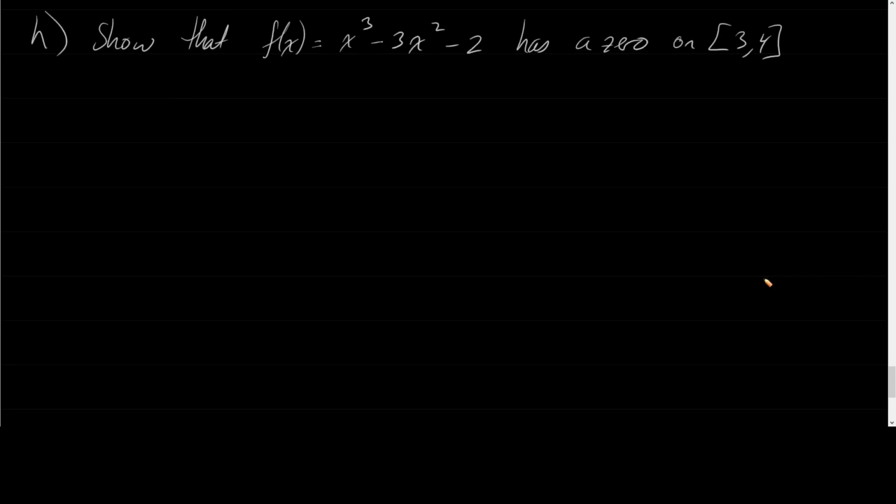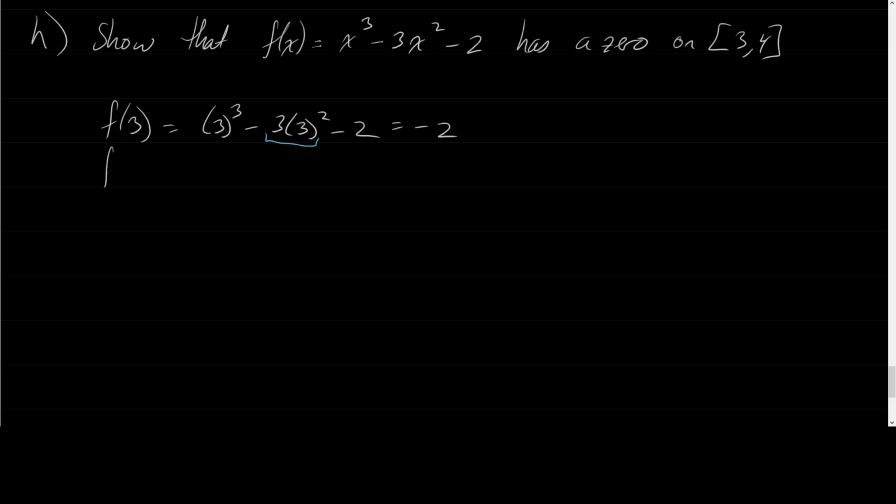All right, so what are we going to do? We're going to use the intermediate value theorem. But how? The very first thing we're going to see is, what is f of 3? f of 3 is 3 cubed minus 3 times 3 squared minus 2. Notice that 3 times 3 squared is the same thing as 3 cubed, so 3 cubed minus 3 cubed goes away. Minus 2 is negative 2.